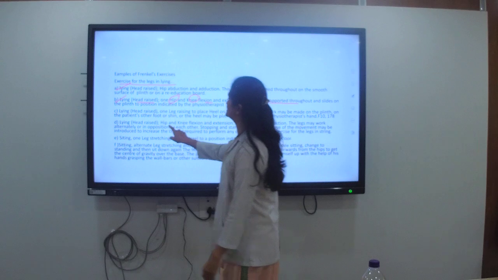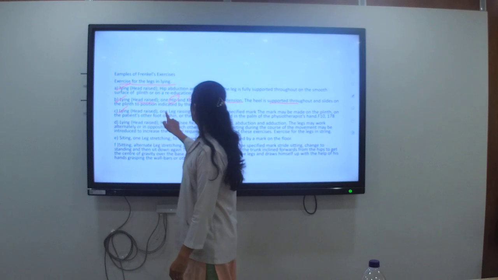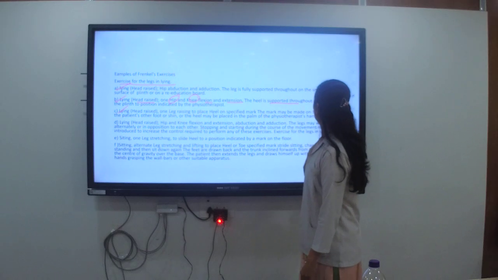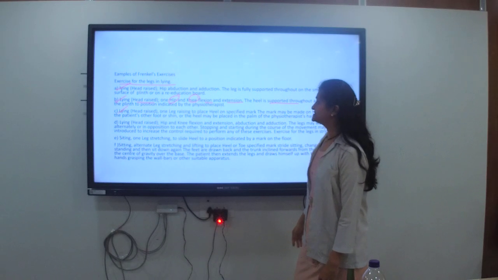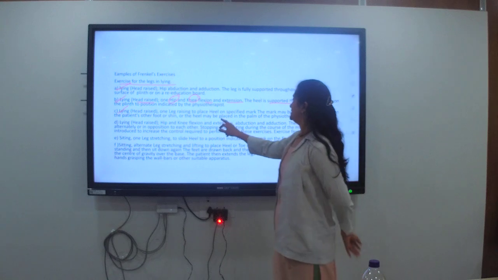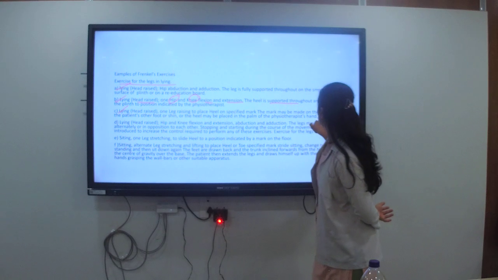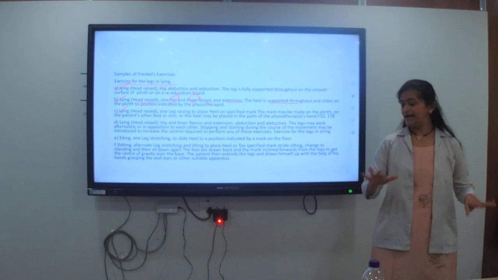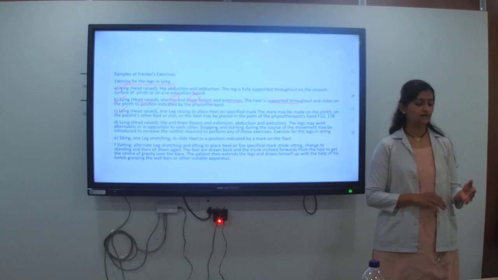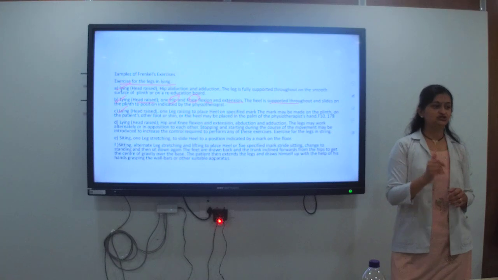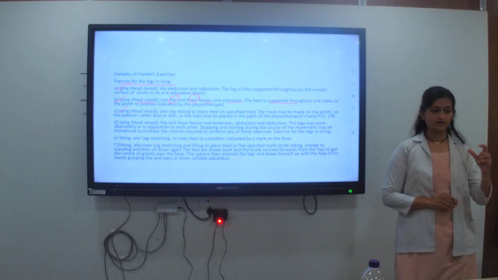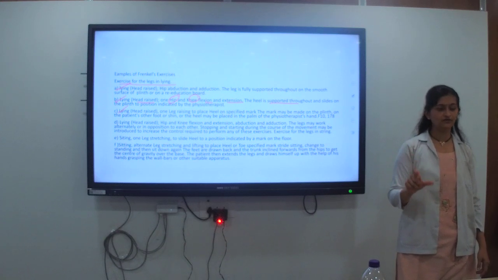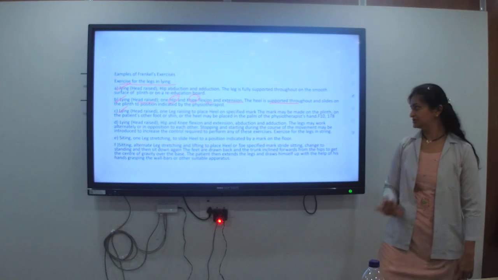Now the third exercise, again in line. There is one leg raising to place the heel on a specified mark. The mark may be made on the plinth, on the patient's other foot or shin, or the heel may be placed in the palm of the physiotherapist's hand. Here you have the patient lie down and touch the heel to the shin of the other leg. Or you make some mark on the bed or on the floor, and the patient has to touch it.